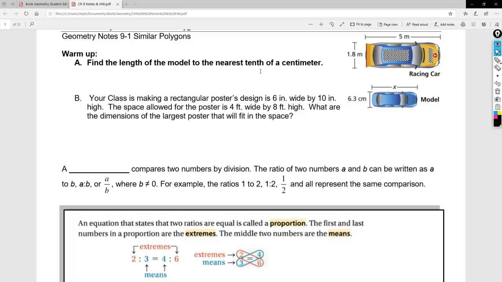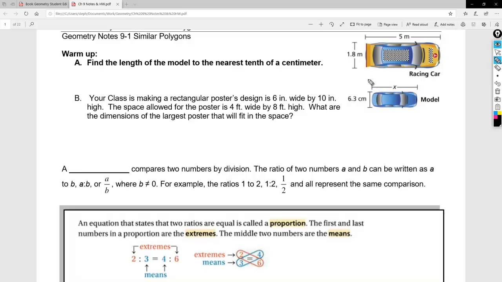Hi everyone, today we are talking about similar polygons. So just for a warm-up, we're asked to find the length of this model right here compared to the actual racing car. To do that, we're going to set up a proportion.